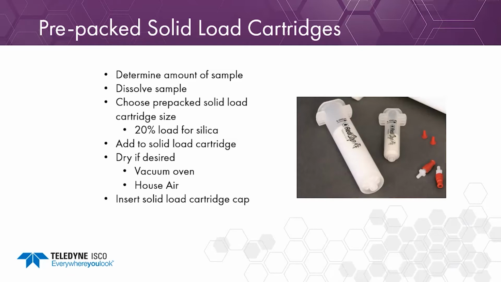You could dry it using house air. You could put it into a vacuum oven, or you could just let it sit in the hood for a few minutes, depending on the volatility of the solvent you loaded. So if I used ethyl acetate or something like that, I could just let it sit in the hood for a little bit, and it should be sufficient to evaporate that off. We want to get as much of that solvent off of the silica as possible, and we'll show some examples of what happens when we don't do that.